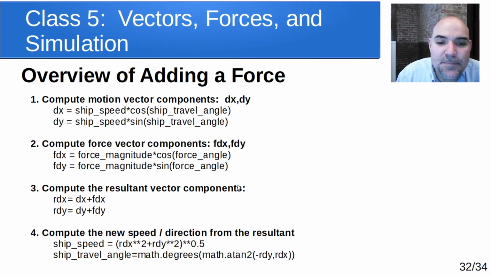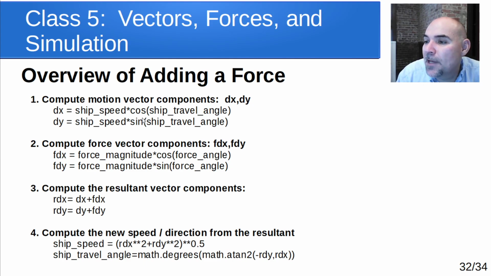So basically, computing the new speed and direction, we use the Pythagorean theorem to get the new speed and the new angle of travel. We're going to use the arctangent 2 to get the angle for that. So here's the kind of code that we're going to be using to do that.